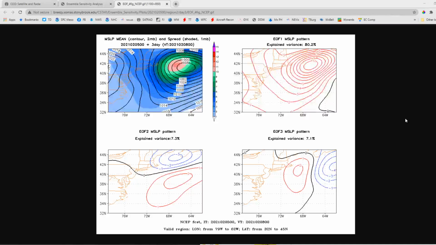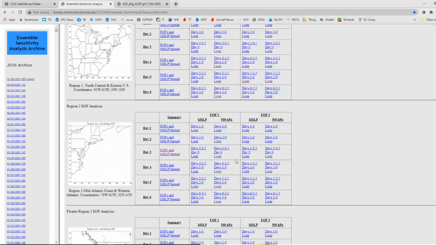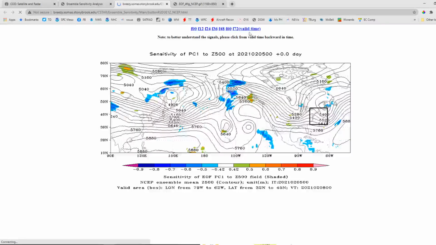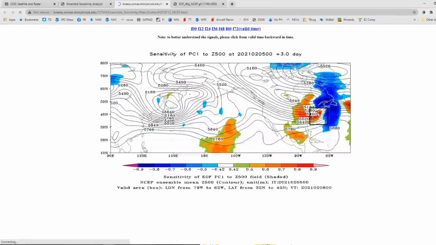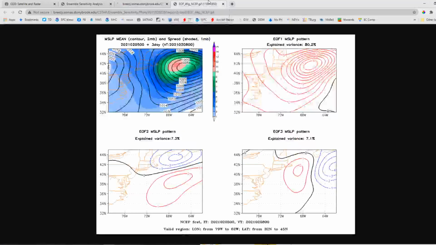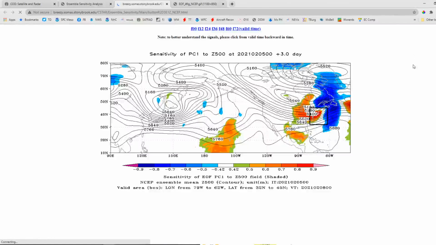So what needs to happen at the 500 millibar level for this group of ensemble members forecasting a weaker storm to end up being correct? Well, to answer that question, we're going to go back out to the dashboard. We're going to go to EOF1, 500 hectopascals, day 3, loop. So this is going to tell you what height anomalies will produce that EOF1 signature at the surface. That EOF1 signature, remember, being the weaker storm. So what needs to happen at 500 millibars to get this weaker storm outcome?